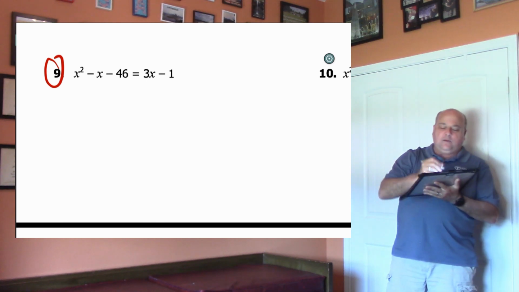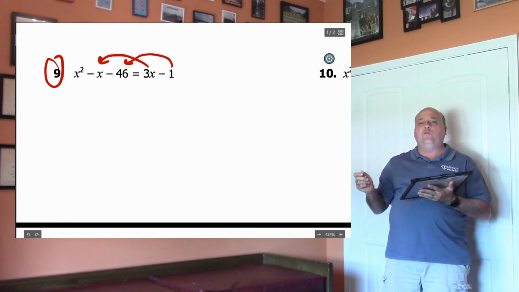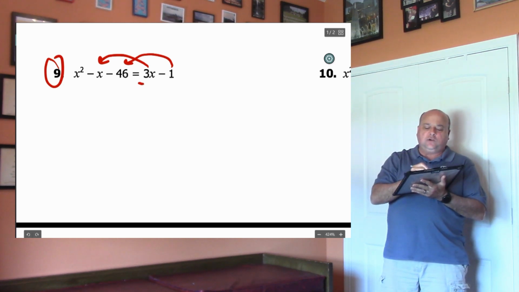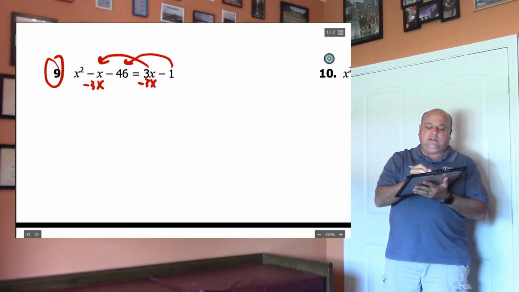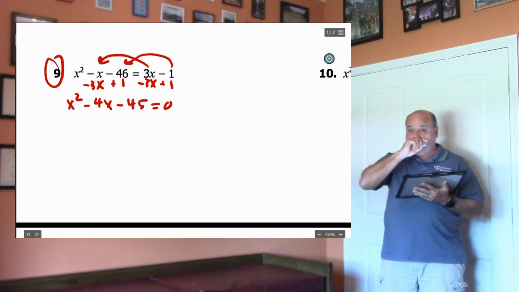Now then, number 9, we're going to move that 3x over to the x, and we're going to move the negative 1 to the 46. We're going to combine our variables and combine our constants. So we're going to subtract 3x from both sides. We're going to move the 1 over by plus 1. Now then, I'm going to have x squared minus 4x minus 45 equals 0.